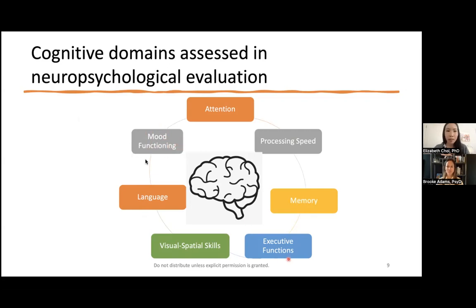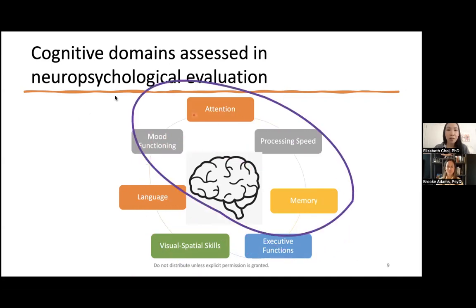And in our presentation, or actually in our webinar, we are focusing on these 4 domains in this current presentation and the upcoming ones, because these are the more commonly presented cognitive complaints in our clinical experience.